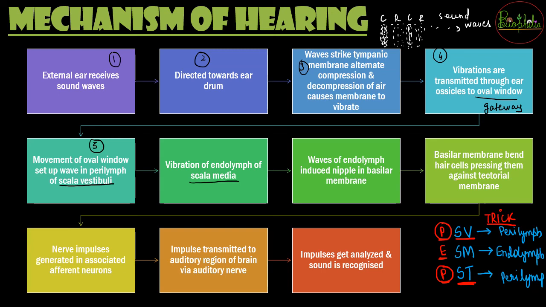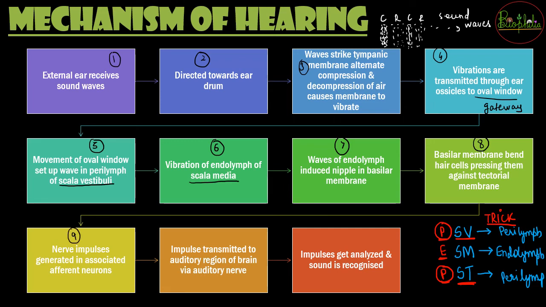So coming back, once the vibrations have entered into the endolymph of scala media, these are going to create waves in that fluid, and these waves are going to hit onto the basilar membrane. Once it hits onto the basilar membrane, the basilar membrane has hair cells on it. So these hair cells are going to get pressed against the tectorial membrane, and from the tectorial membrane the nerve impulses are going to be generated.